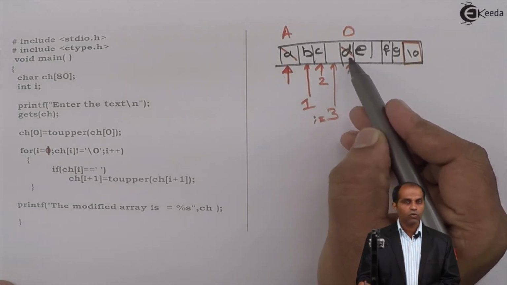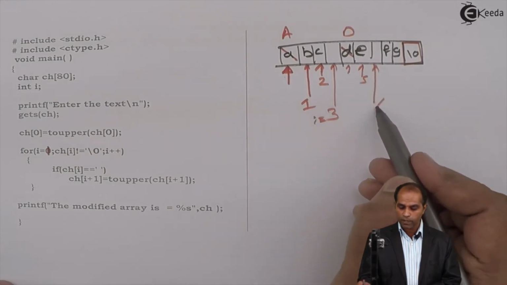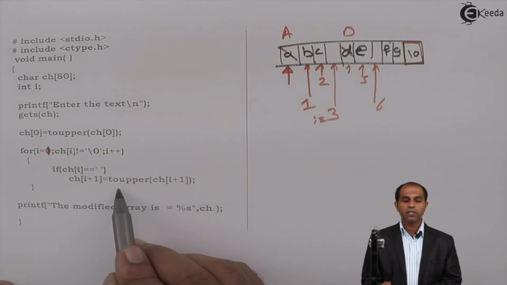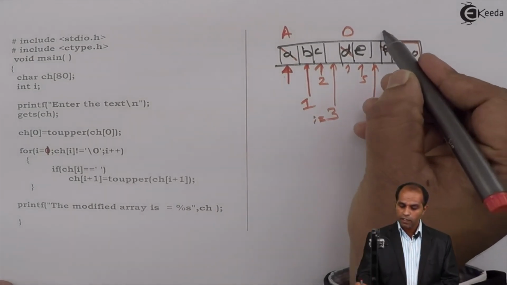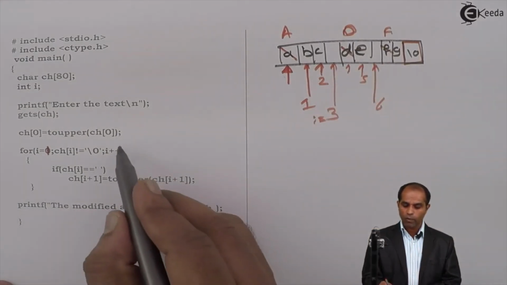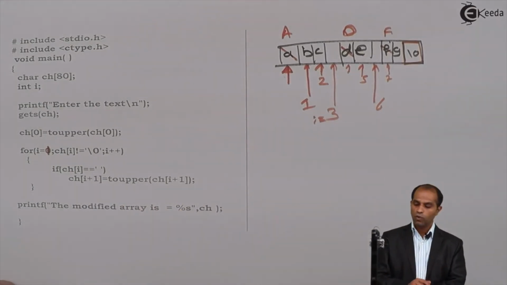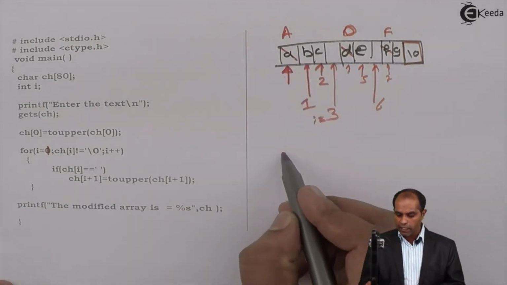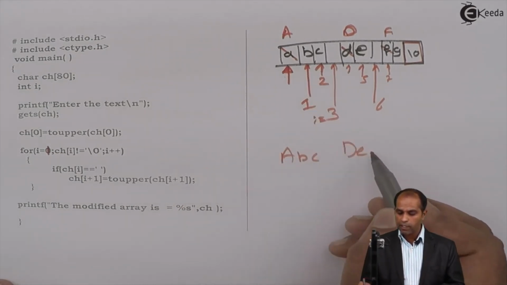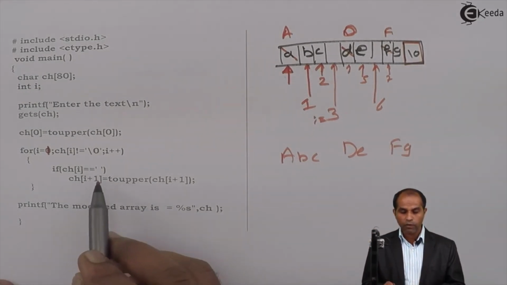Is ch of 4 equal to blank space? No. Ch of 5 equal to blank space? No. Ch of 6 is blank space? Yes. So if ch of 6 is a blank space, 6 plus 1 is 7. Convert ch of 7 to its equivalent uppercase character, that is capital F, and then store it in the same location. Go back, i plus plus, make i as 7. Is ch of 7 equal to blank space? No. So I have converted A as capital, B, C small, space, D as capital, E small, F as capital and G as small. So we have converted this particular string.